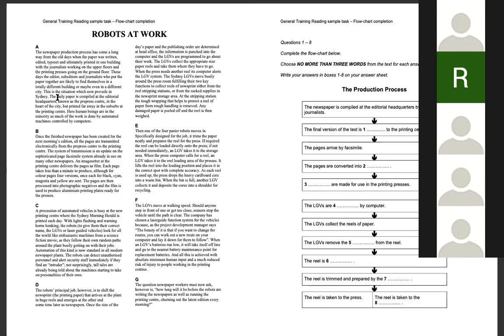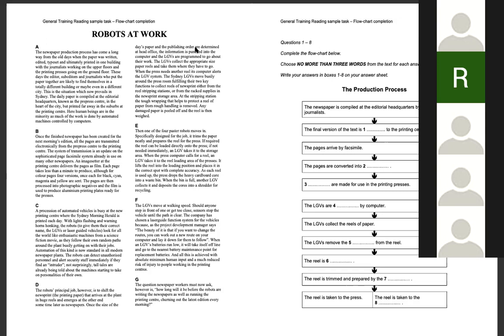Then the daily paper is compiled at this place, but printed far away. So it's compiled in one place and printed somewhere else. Human beings are in the minority as work is done by automated machines controlled by computer. So automation is more and the workers are less. So you skim through and you try to get only the key idea. Okay, so that's how you skim. You don't understand the details, but you skim through to get the key idea.